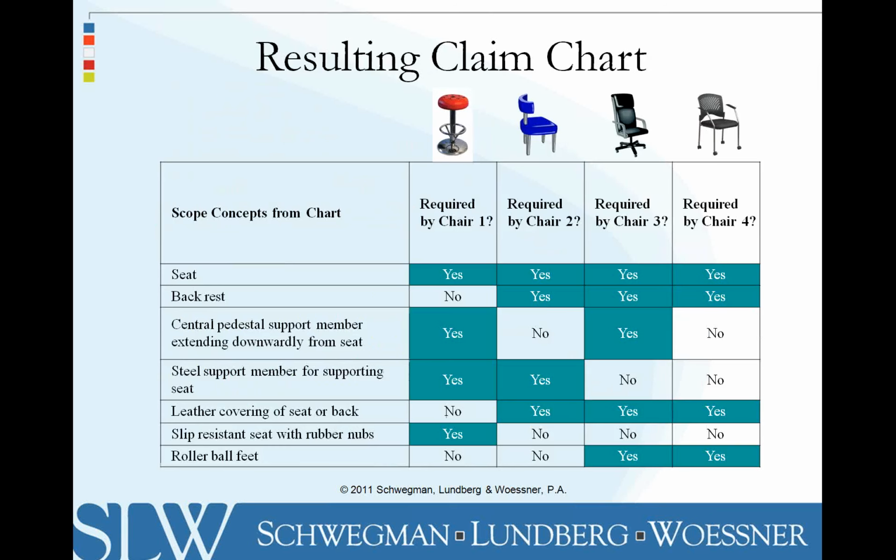And as soon as we pull out these 7 concepts, we can then plot these concepts in relation to the patent portfolio. And so what you see right now is the 4 columns on the page are these 4 separate chair claims that we had, and the scope concepts that we pulled out are on the left of the page, going across. And the dark boxes represent where the claim requires this concept. The light boxes represent where the claim does not require this concept.